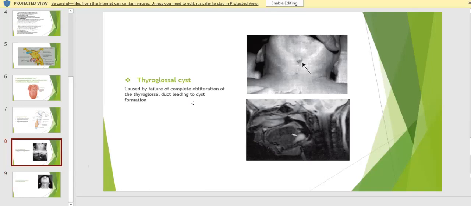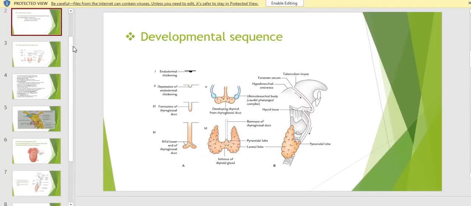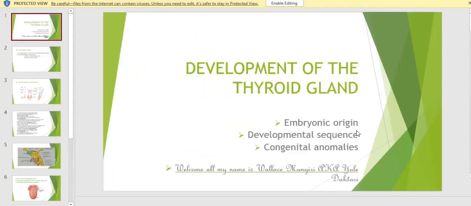So let's look at the last congenital anomaly, the thyroglossal cyst, caused by the failure of obliteration of the thyroglossal duct, leading to cyst formation. As you can see, this is a cyst. You can also see here. Remember, we said that the thyroglossal duct will extend from the root of the tongue to the definitive position of the thyroid gland. So you can see along its course, it did not obliterate, and we formed a cyst. Okay.